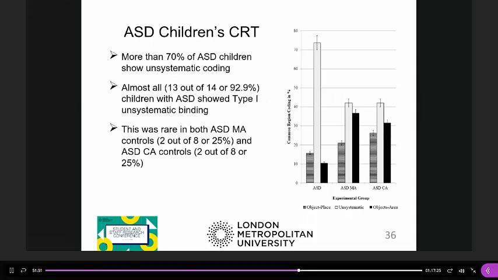Now we have a look at the children with ASD. How do they draw in the common region test? We were really a bit shocked when we saw that for the first time. You can see that the children in the autistic spectrum showed unsystematic coding in more than 70% of the cases. So this is more than double that in typically developing children.